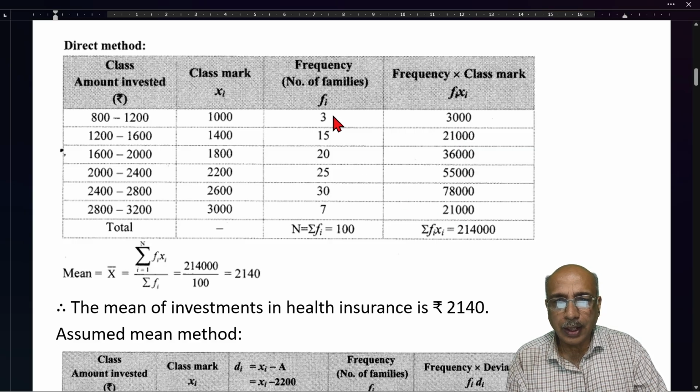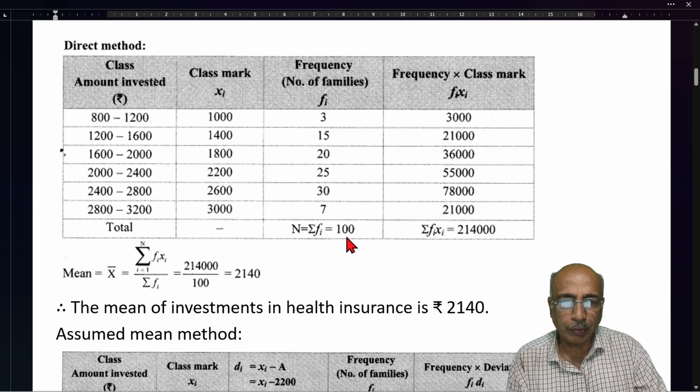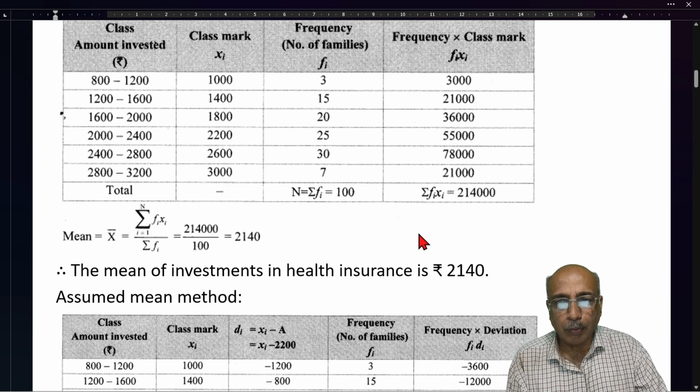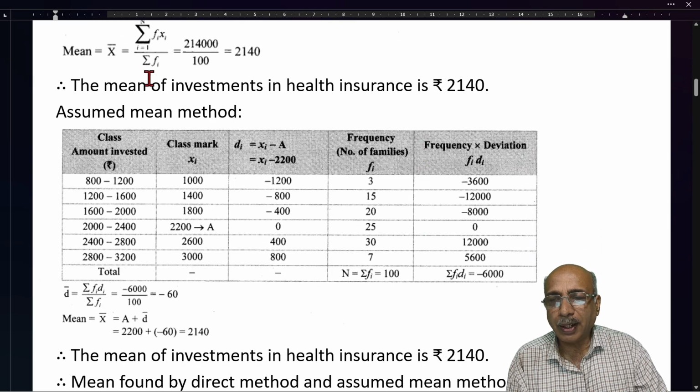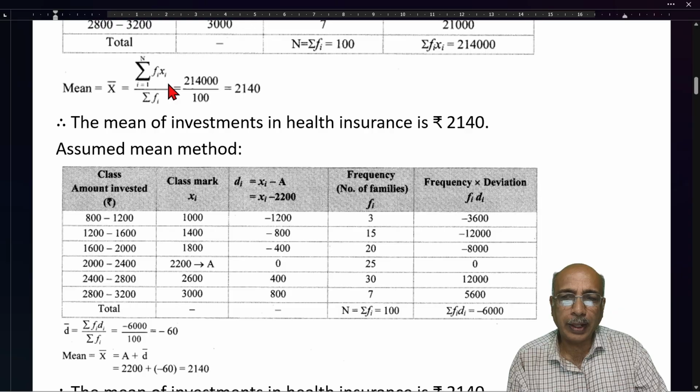Then add all the frequencies. So n, or sum of fi, equals 100, and sum of fi xi here is coming 2,14,000. Now mean, x bar, equals summation of fi xi upon sum of fi. Put the values, simplify, you will get 2140. This is known as the direct method.